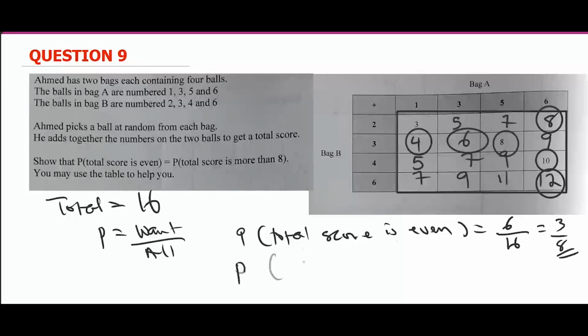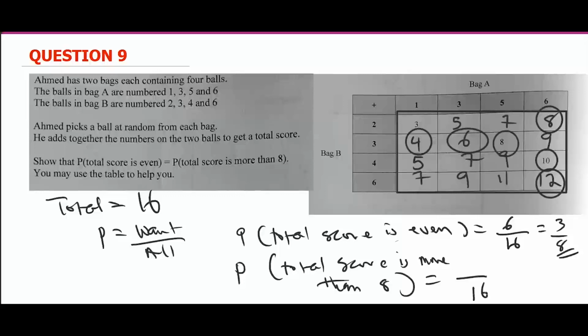Okay, let's do the second one. So the probability that the total score is more than 8, more than 8, so it is the numbers that are more than 8 over the total. The total is already 16. I can put it here. Now let's count the number of numbers that are more than 8. Okay, let's look for the numbers that are more than 8.